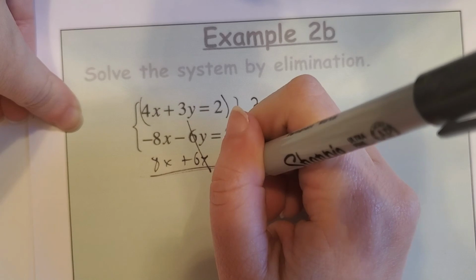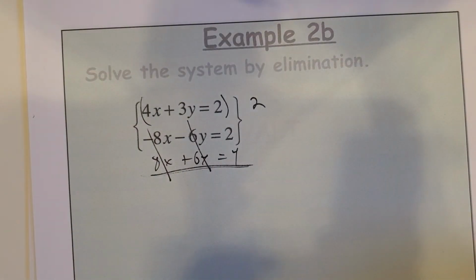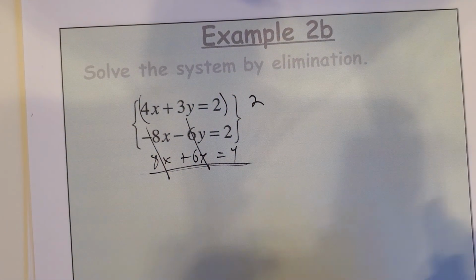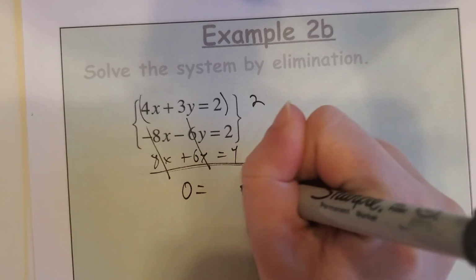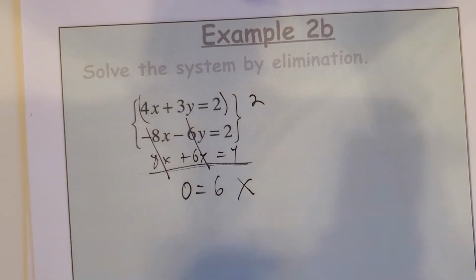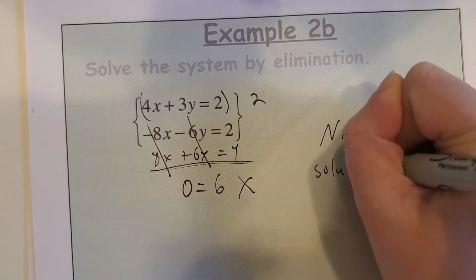So the y's cancel. The x's cancel. And you can add up the 2 and the 4. That's not going to cancel out. You have 0 on the left and 6 on the right. So 0 equals 6 does not make any sense. There's no solution to this problem.